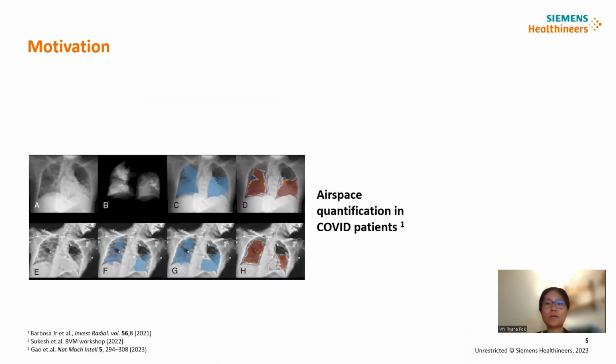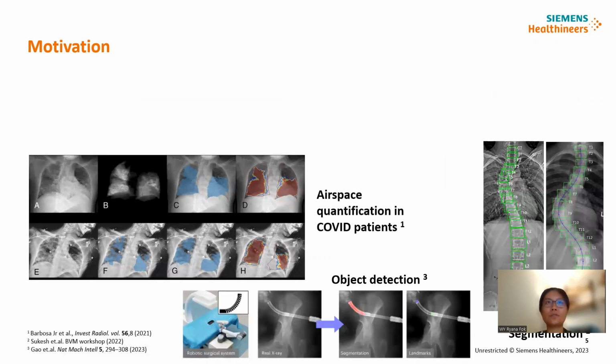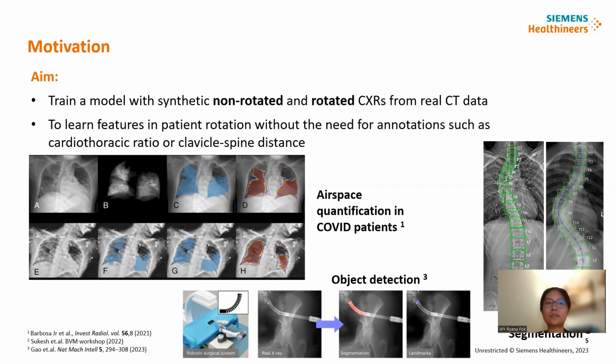This includes airspace quantification in COVID patients and segmentation of spine vertebra. Also, 3D CT data and a CAD model of a surgical tool were forward projected to 2D and trained for object detection in interventional imaging. Therefore, our aim is to train a model with synthetic non-rotated and rotated chest X-ray from real CT data, so as to learn features in patient rotation without the need for annotations.